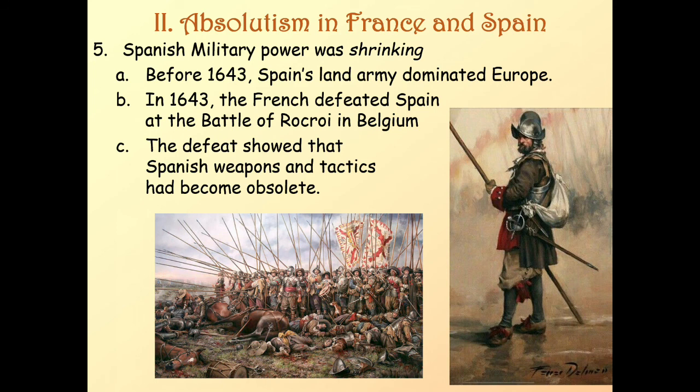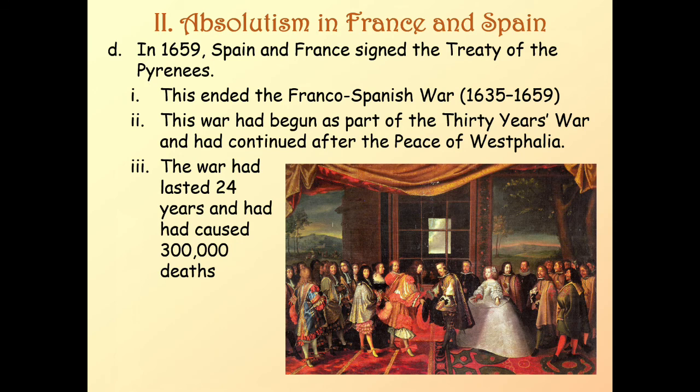Spain's military power was shrinking. Before 1643, Spain's land army dominated Europe. But in 1643, the French defeated Spain at the Battle of Rocroi in Belgium. And that defeat showed that Spanish weapons and Spanish tactics had become obsolete.